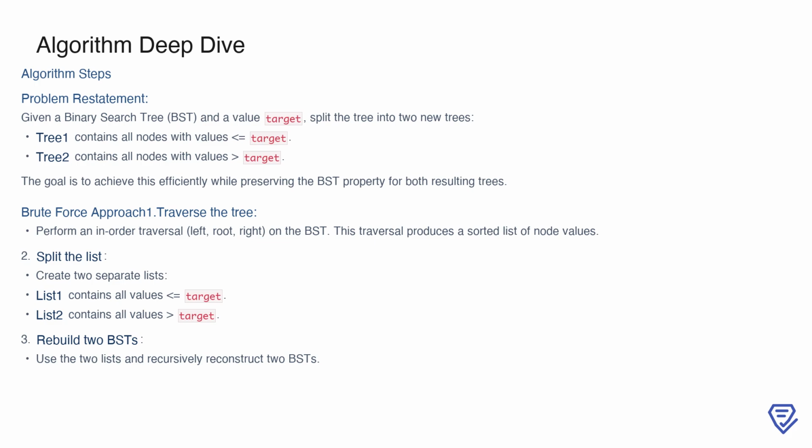The first tree, tree 1, should contain all nodes with values less than or equal to the target, while the second tree, tree 2, should contain all nodes with values greater than the target. Importantly, both resulting trees must preserve the BST property. One way to approach this is through a brute force method.